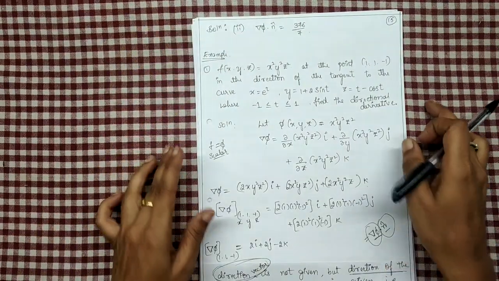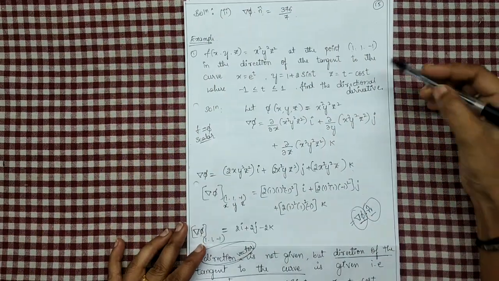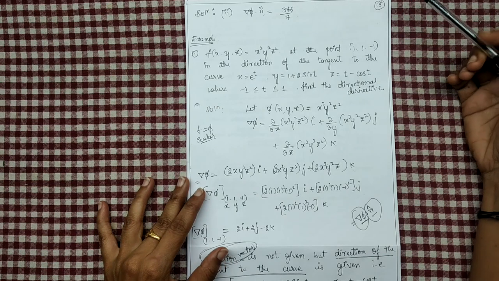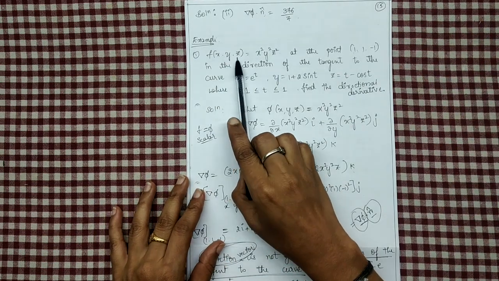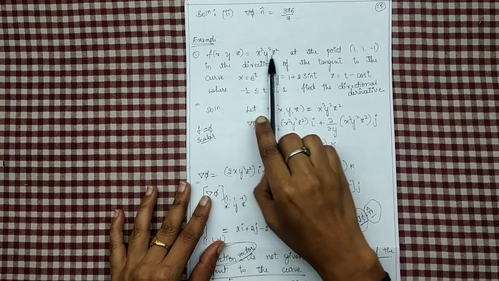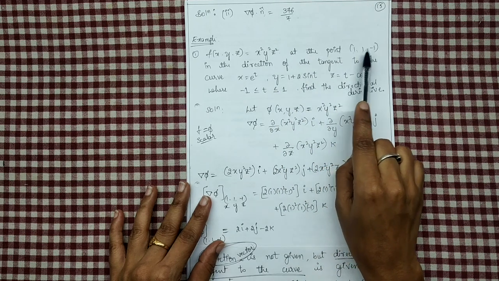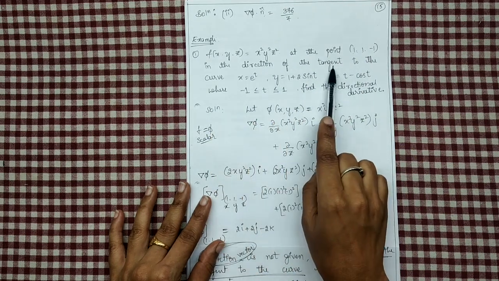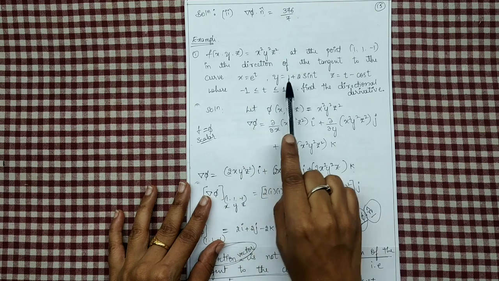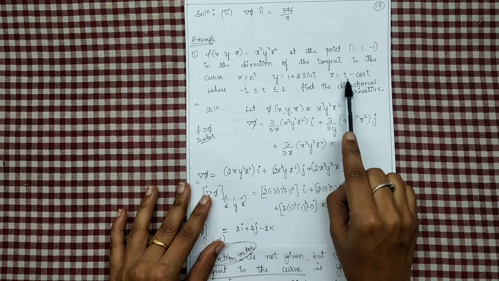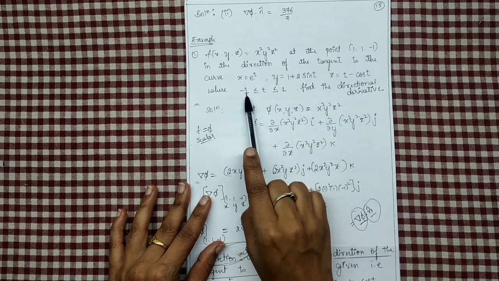My dear students, in today's class, let us see some more examples under directional derivatives. Okay, we have one example here. Here, the given function f of x, y, z is equal to x square, y square, z square at the given point 1, 1, minus 1 in the direction of the tangent to the curve x is equal to e power t, y is equal to 1 plus 2 sin t, z is equal to t minus cos t, where t lies between minus 1 to 1.